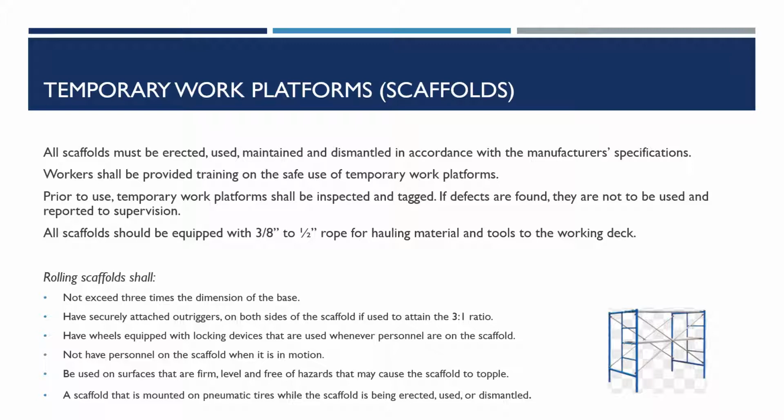Rolling scaffolds shall not exceed 3 times the dimension of the base, have securely attached outriggers on both sides of the scaffold if used to attain the 3:1 ratio. Have wheels equipped with locking devices that are used whenever personnel are on the scaffold. Not have personnel on the scaffold when it is in motion. Be used on a surface that is firm, level, and free of hazards that may cause the scaffold to topple. A scaffold that is mounted on pneumatic tires while the scaffold is being erected, used, or dismantled.